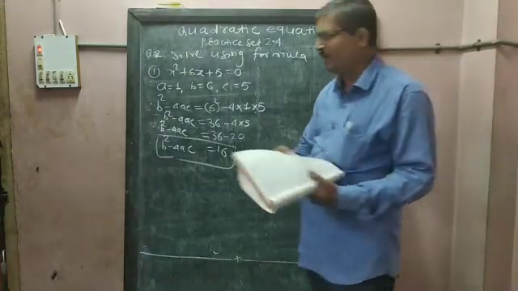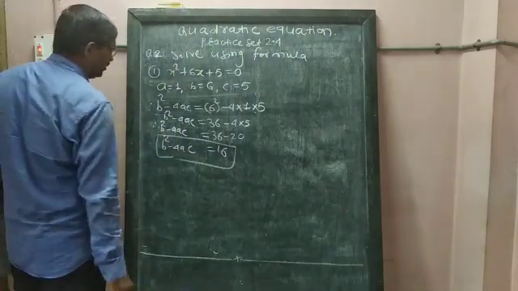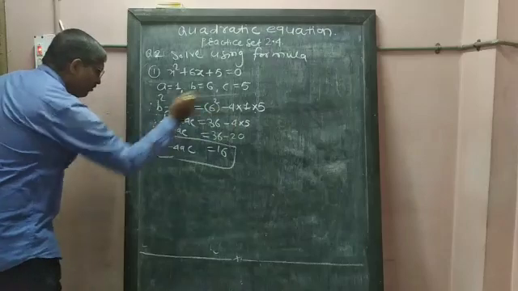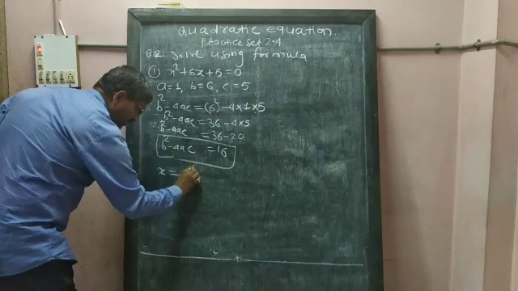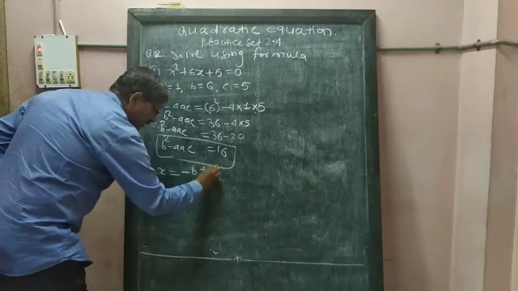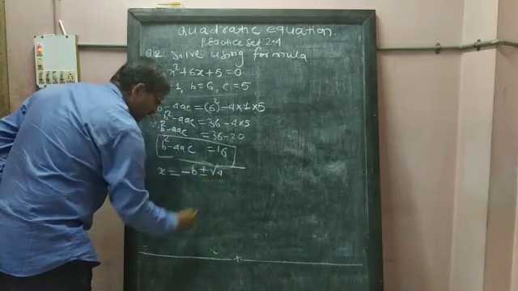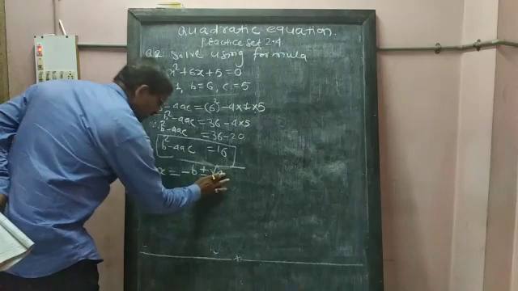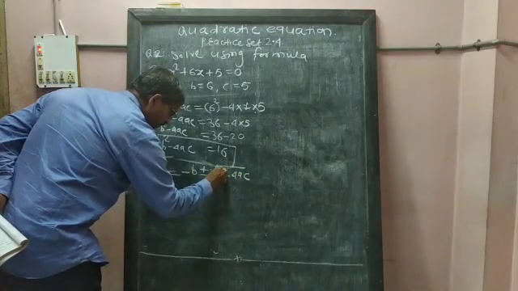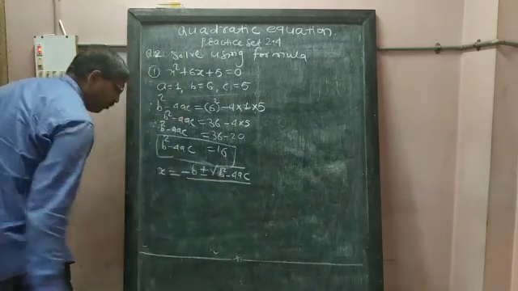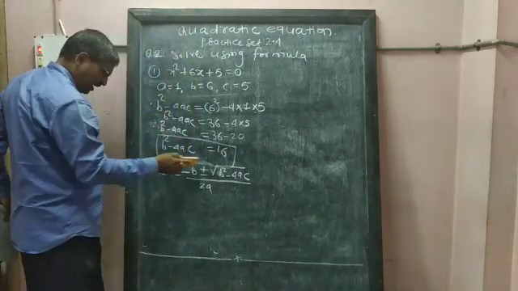Now here there is a formula. We will find the solution of this equation by using the formula. Now x is equal to minus b plus minus square root of b square minus 4ac upon 2a. Here, to avoid confusion, first I will reduce all this.